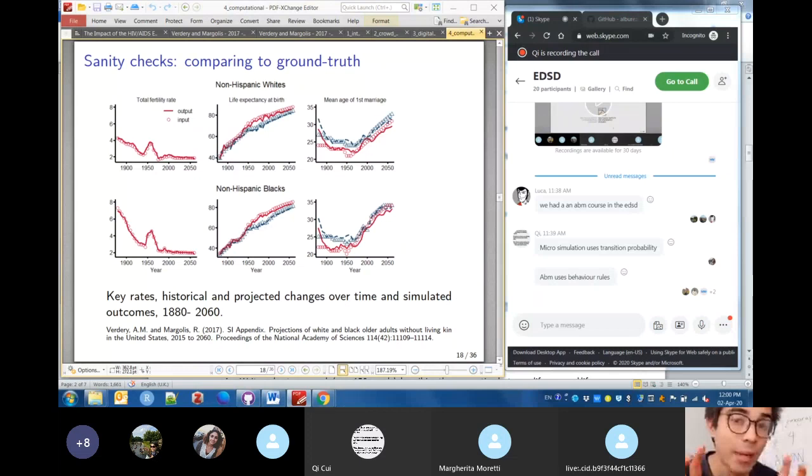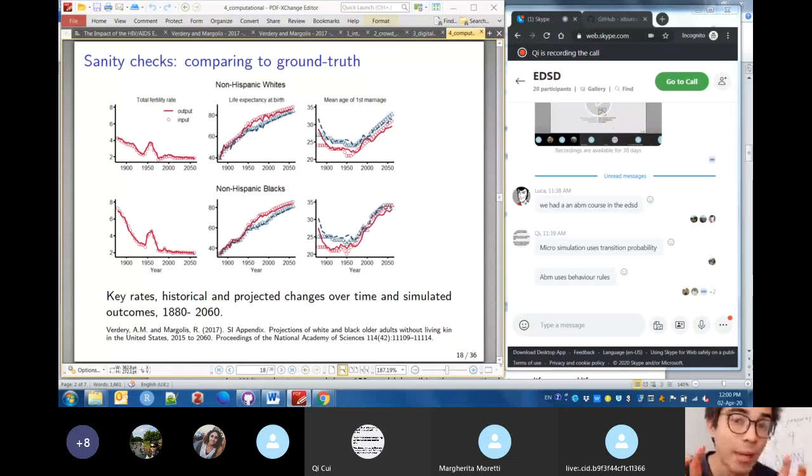Here, for example, mean age at first marriage for non-Hispanic Blacks, there is a drop in the input data around the 50s that is not so well captured by the simulation, but everything else seems to be okay. So this is the first part, which is validating our simulation. We need to convince ourselves, and in this case also the readership, that our model approaches reality in some way.